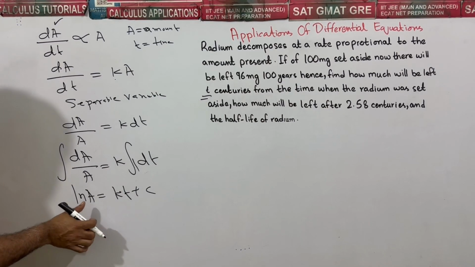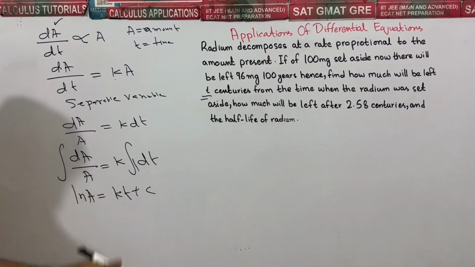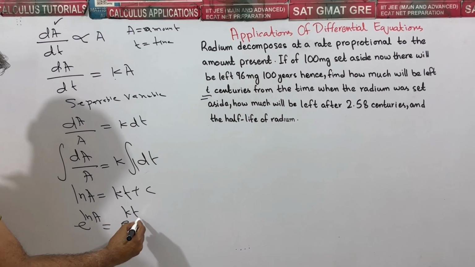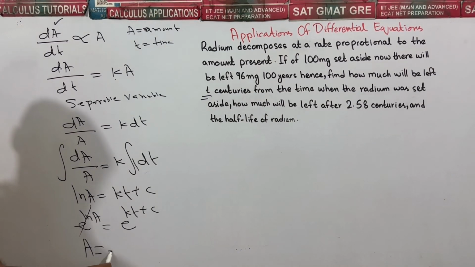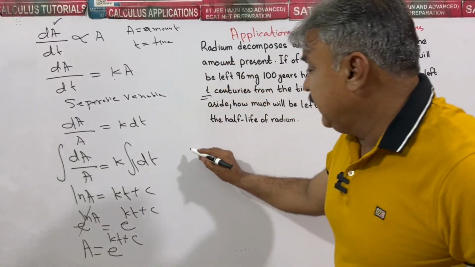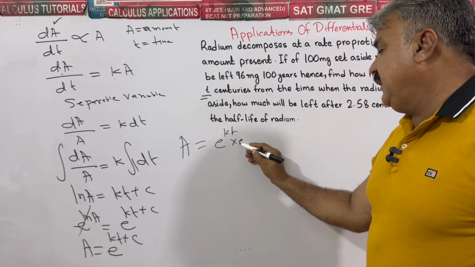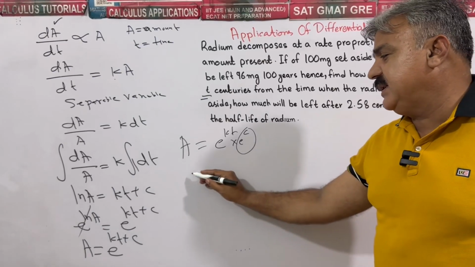We are interested in A, so to get rid of ln, we take e as a base. The inverse of ln x is e to the x, and the inverse of e to the x is ln. So raising e to both sides, e to the ln A cancels out, and I have A is equal to e raised to kt plus c. I can write this as A is equal to e raised to kt times e raised to c. E raised to c is a constant.